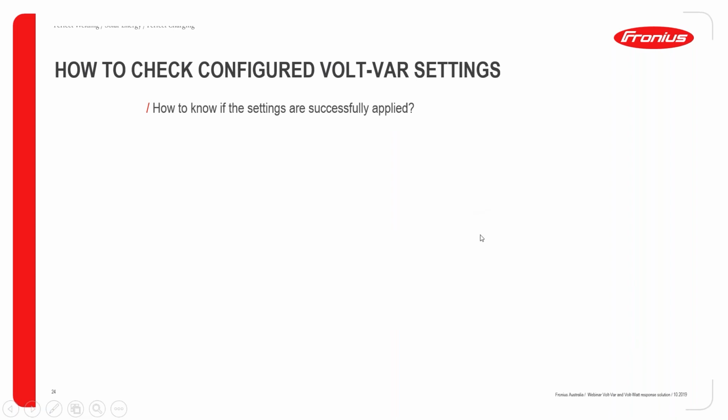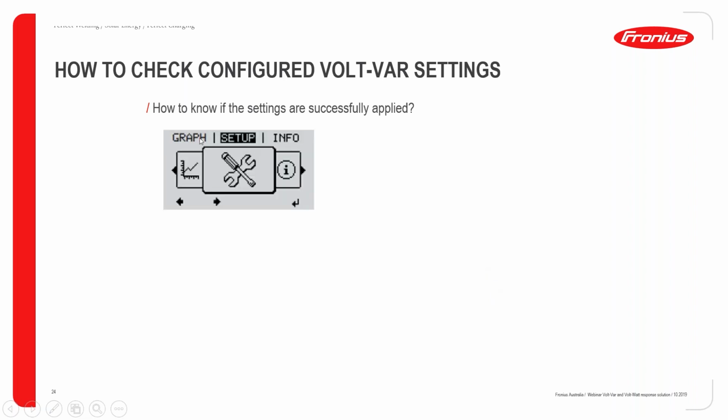And now we've completed how to put in the Volt-Watt values and the Volt-VAR values into the inverter. But how do we know if the settings are successfully applied? How do we know that? We can actually check it by, again, going back to the main menu of the inverter's front screen.